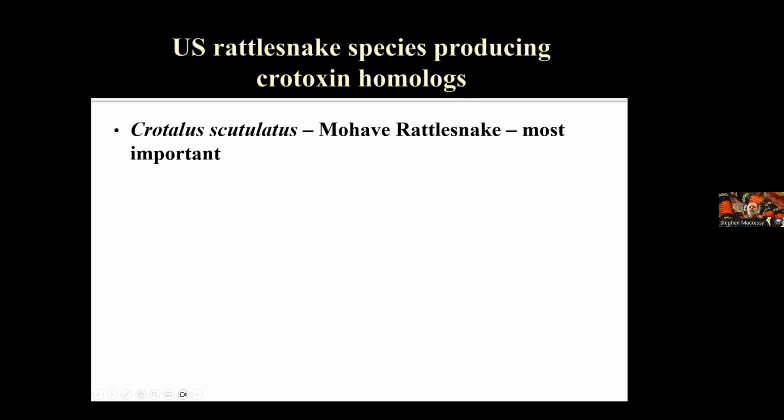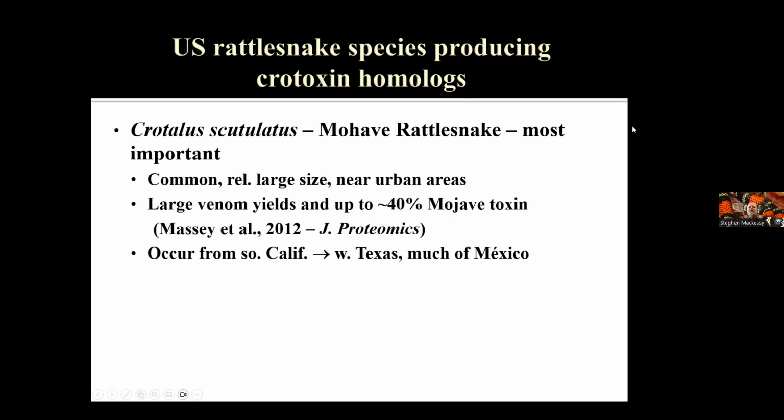Mojave rattlesnake in the United States is one of the most important problematic species as far as human bites, because it's common. It gets to be a moderate size. It tolerates human interventions and occurrence pretty well. And so, as Wolfgang showed a little bit ago, it can show variation in different areas and different populations.